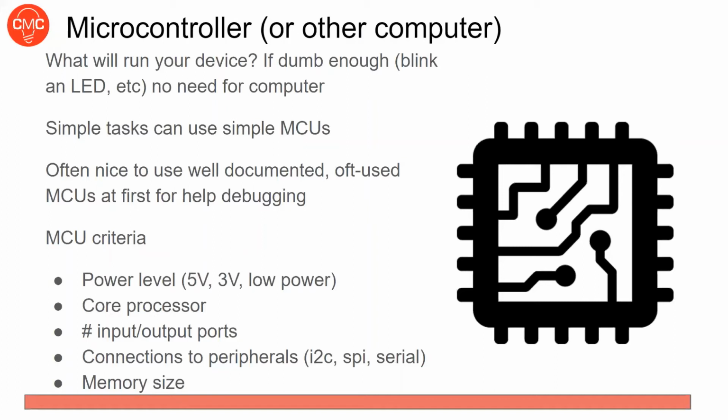A bunch of different things you should think about when you're deciding on a microcontroller. Power level, so what's it working at? Is it an ultra low power one, like 1.8 volts? Does it need 5 volts because it's a higher power one? What's the core processor? Is it ARM?